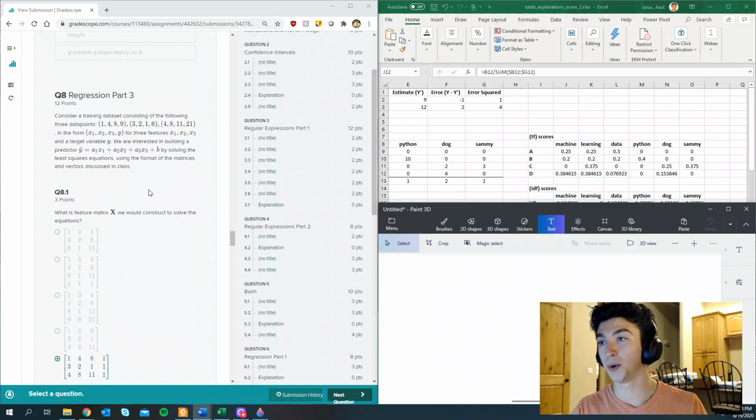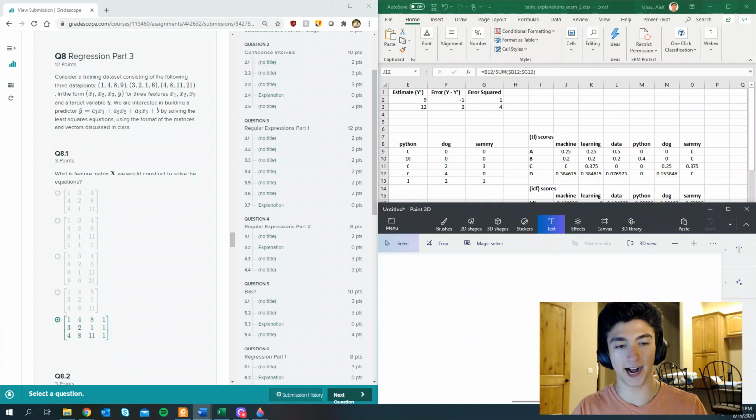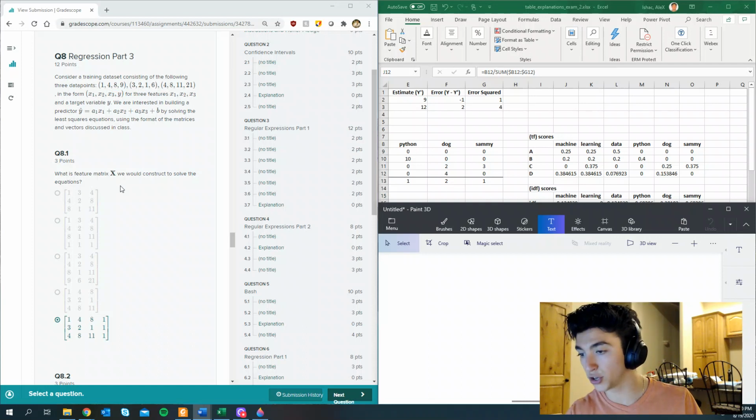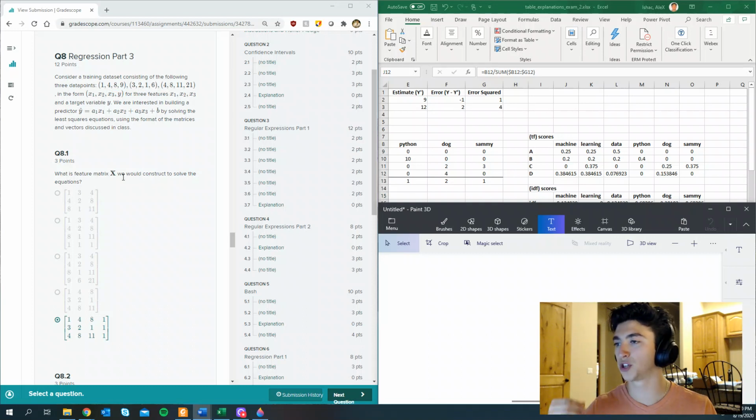Moving on to 8, almost there. 8.1 is asking, what is the feature matrix X we should construct to solve the equations? And actually, let me check here. Oh, we're still recording. Fantastic. What is the feature matrix X we should construct to solve the equations?